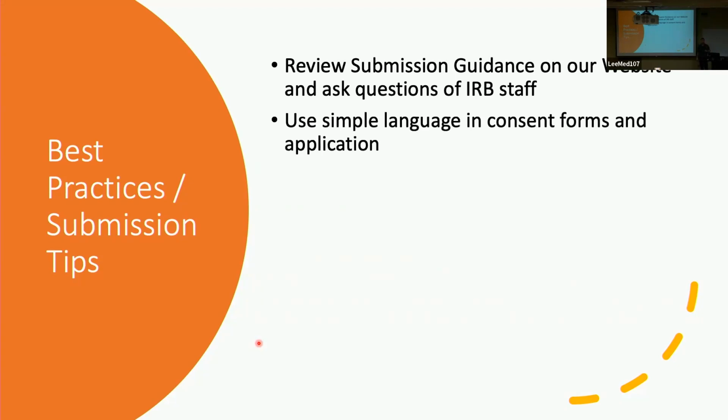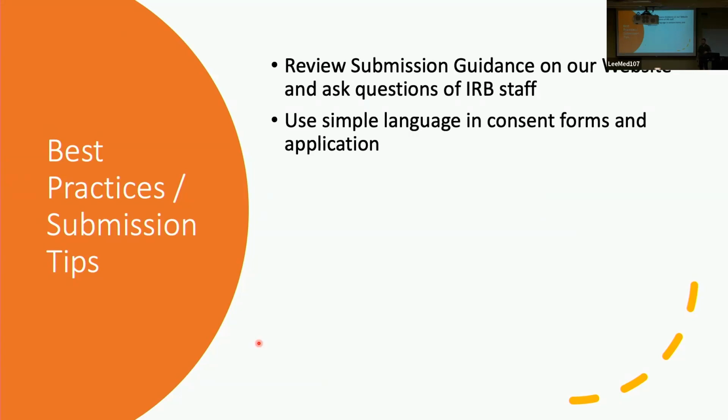Second, use simple language in consent forms and in your application. So this is not the time to come off sounding really smart. We know that you're all very smart people. What we want to do is make sure that you're explaining in a way that is understandable to a lay audience, especially when it comes to the consent form. So your consent form has to be written in a language that is understandable by your participant population. What we are typically looking for is writing at a grade 8 level. If you write at a grade 8 level, for an adult population, chances are everyone's going to be able to understand what you are saying.